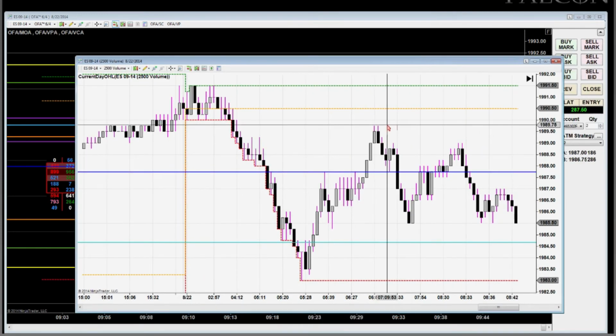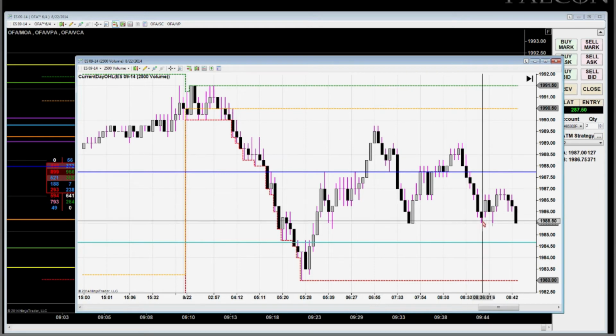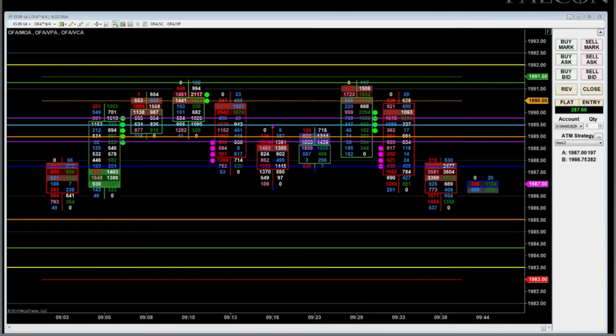So can you see that? Here's our open. Sorry, right here at 8:30. We swung high to 89 and then swung low to 85.50. Yes, I'm using the 2500 chart. That's exactly right. That's what I use that for primarily.